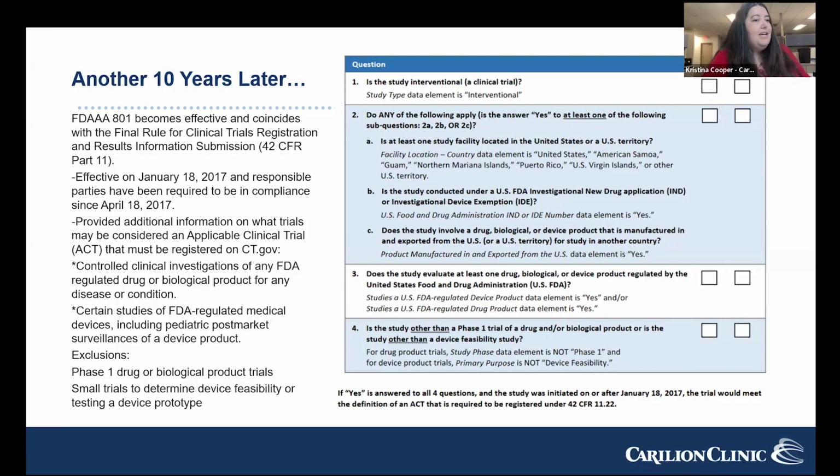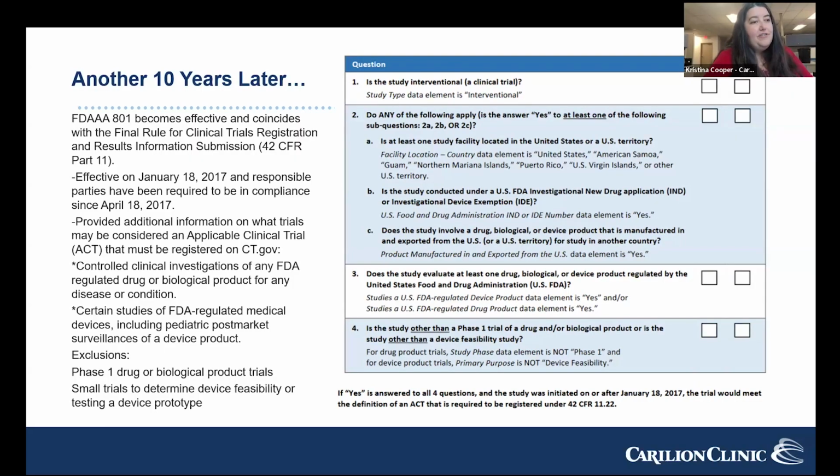So to help people discover which studies they needed to register, what was exactly considered an applicable clinical trial, they came up with this checklist, which is on the screen. So it consists of 4 questions. All 4 questions have to be able to be answered yes in order for it to be considered an applicable clinical trial under that FDAAA 801. So just briefly go over what they are.